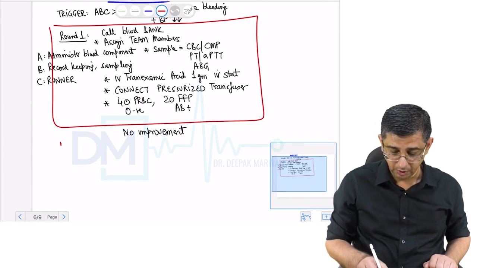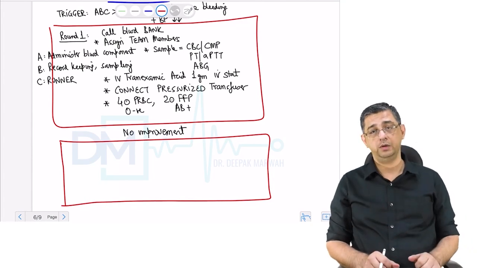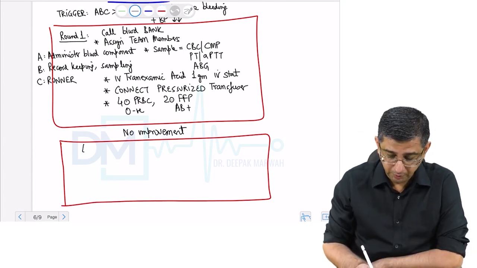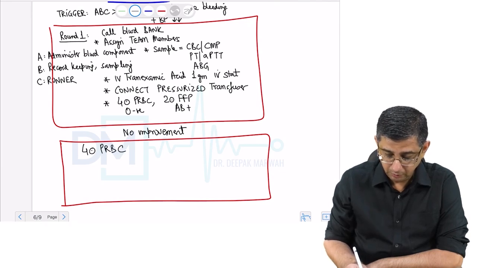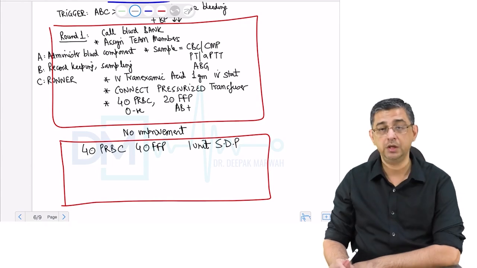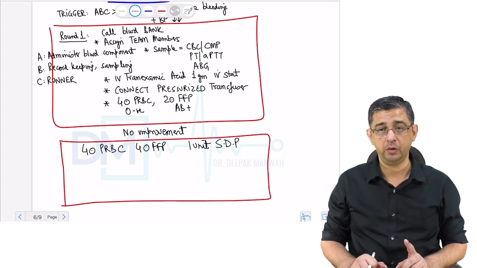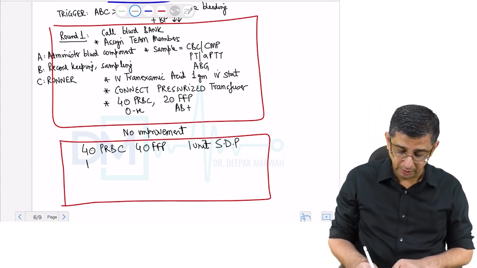So we will now study what is going to be done in round 2 and how is it different from round number 1. In round number 2, I will now be once again infusing 4 units of packed RBCs, 4 units of fresh frozen plasma, and 1 unit of single donor platelet to the patient. Remember, initially I did not use the platelets in round 1, but now I have used platelets for my patient in round number 2. I will resend the labs of the patient.